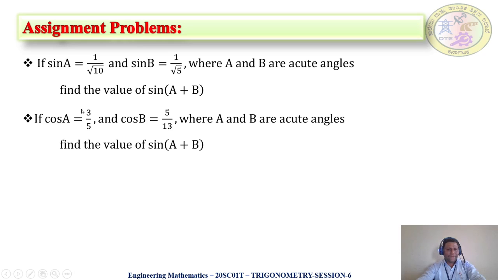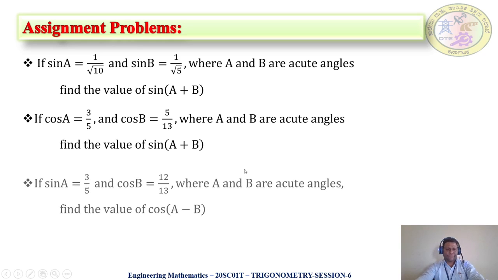Similarly here, they have given cos A, cos B. They are asking to find sin of A plus B. We need here sin A, sin B. Same type: sin A is equal to root of 1 minus cos square A, and sin B is equal to root of 1 minus cos square B. Find the values of sin A, sin B first. Then write the formula, substitute and simplify.